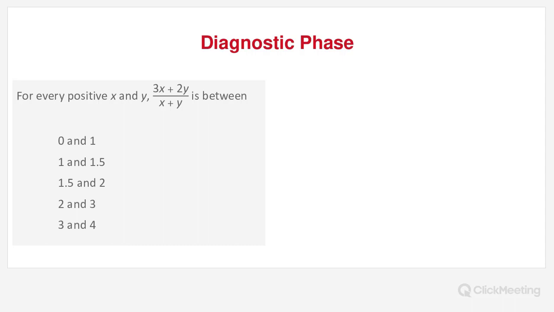So for every positive x and y, (3x + 2y) divided by (x + y) is between either 0 to 1, 1 to 1.5, 1.5 to 2, 2 to 3, or 3 to 4. So what do you think is the solution to this question? And how would you personally approach this question if you encountered it?